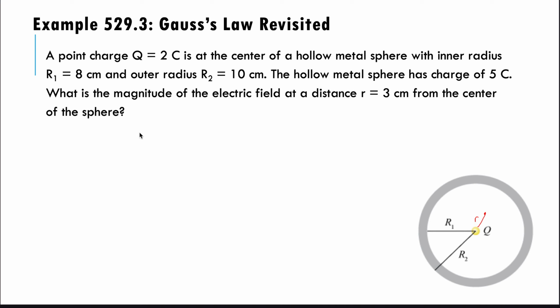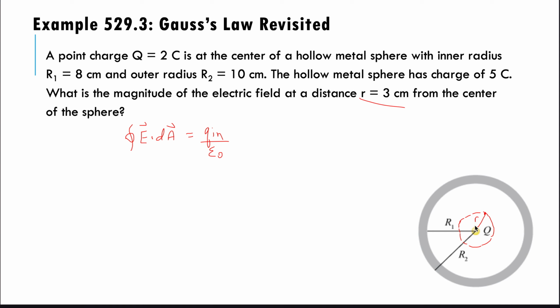Well, we can use Gauss's law. So Gauss's law tells us that the flux through a Gaussian surface is going to be equal to the charge enclosed divided by epsilon naught. So what Gaussian surface? Well, we're always going to make a Gaussian surface that has a radius equal to the distance at which we're trying to find the field. So our Gaussian surface is going to have a radius r is 3 centimeters.